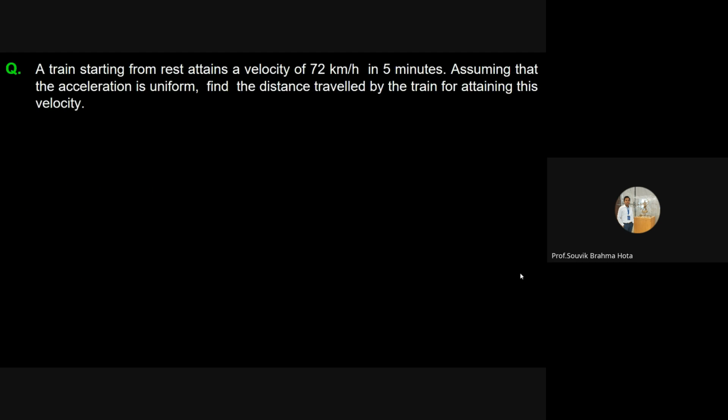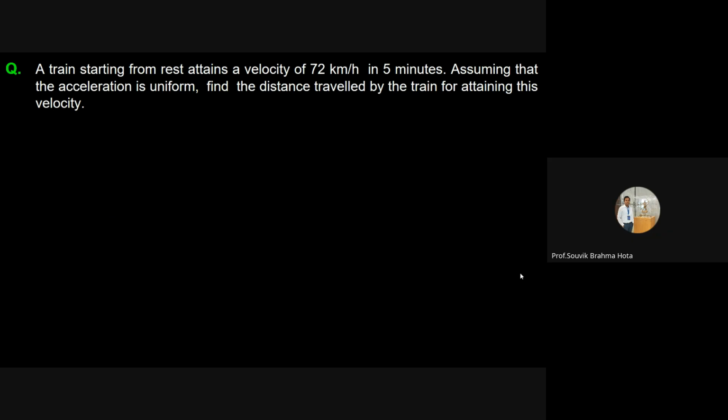Now see the problem. A train starting from rest attains a velocity of 72 km per hour in 5 minutes. Assuming that the acceleration is uniform, find the distance traveled by the train for attaining this velocity. So first you change it to meter per second, 72 into 5 by 18. Then, this is starting from rest, so u is 0, so this will be the v, and in the 5 minutes, so 300 seconds. Assuming this is uniform acceleration, find the distance.